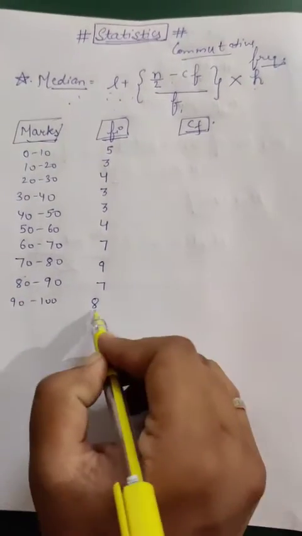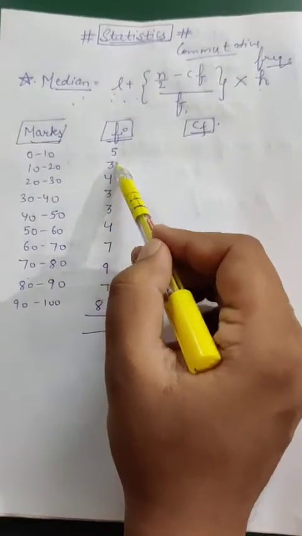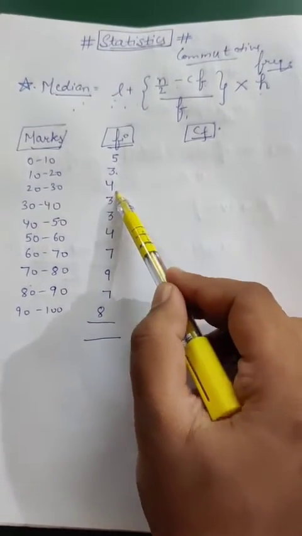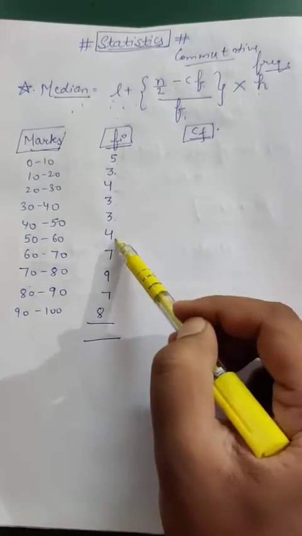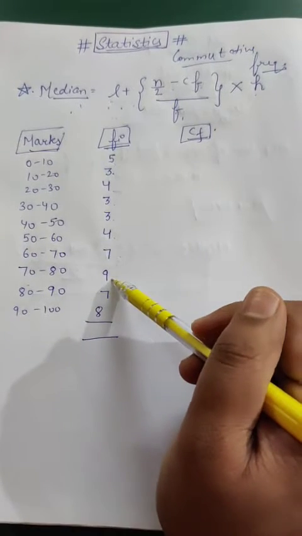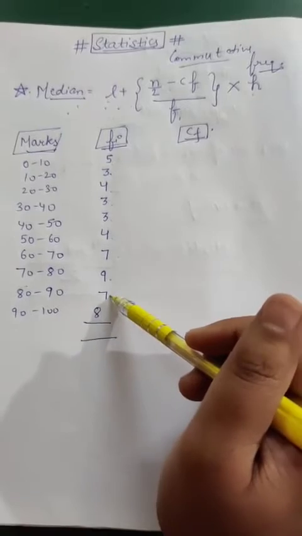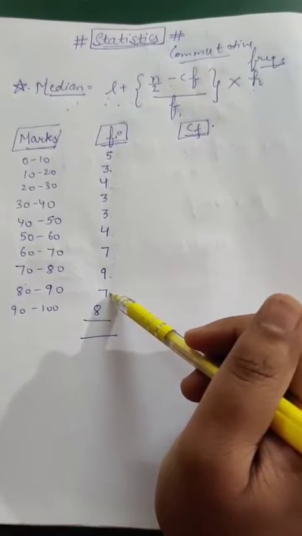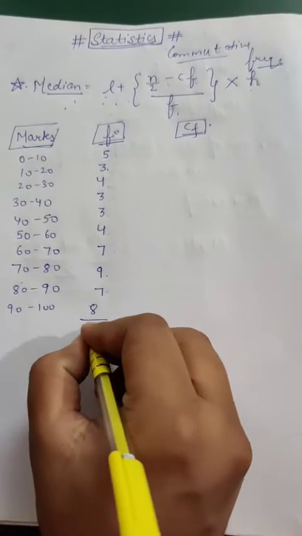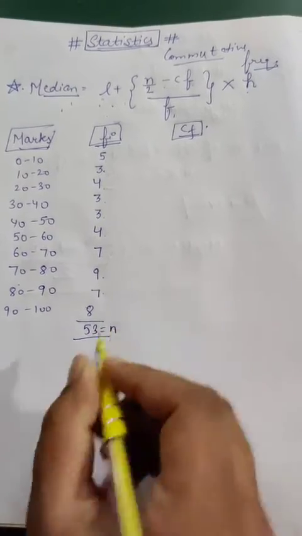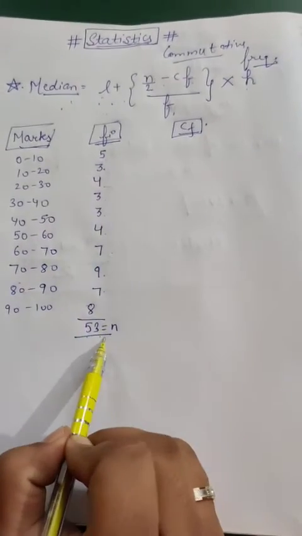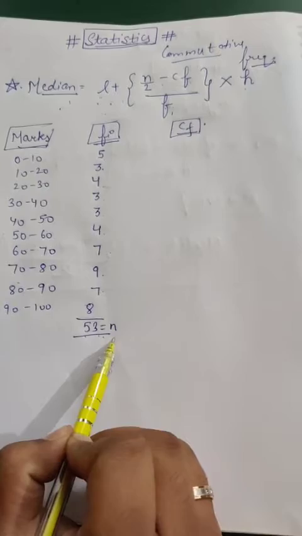Frequency is given, and if we total the frequency, it comes out to be 5 plus 3 is 8, plus 4 is 12, 15, 18, 22, 29, then plus 9 is 38, and 7 is 45, and 8 is 53. So here it is n, the total observations or total frequencies, 53, denoted by n.